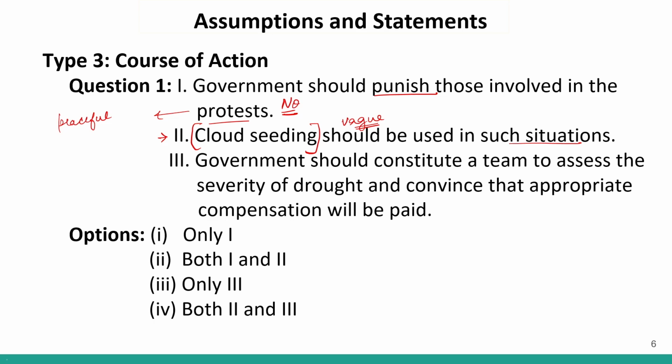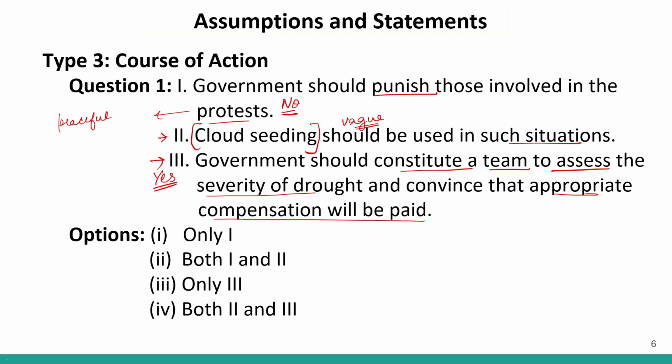Okay. Third one says government should constitute a team to assess the severity of drought, convinced that appropriate compensation will be paid. So this, according to me, will be the correct course of action. Why? Because this particular statement is saying that government will constitute a team, they will assess the problem first, and based on that assessment they will convince the protesters that they will get appropriate compensation.